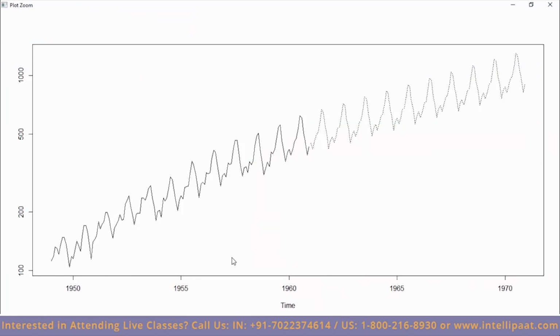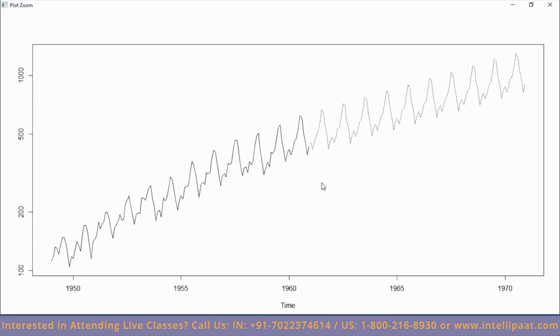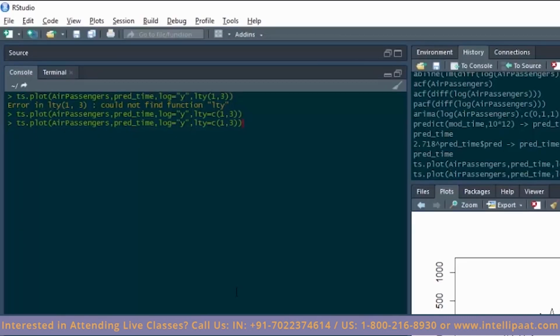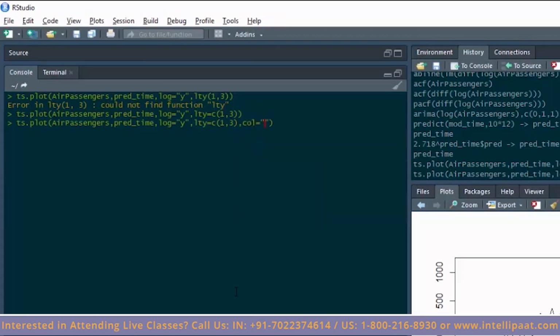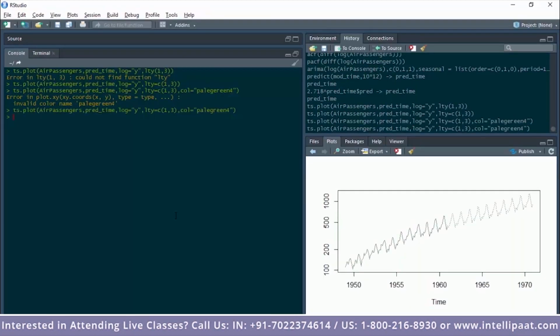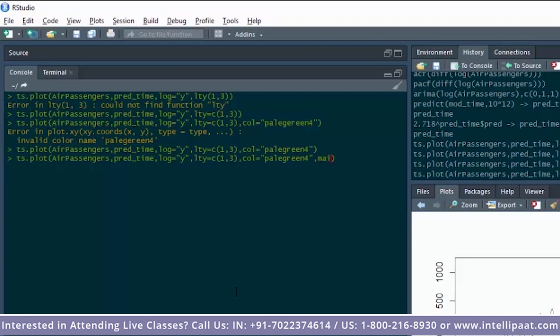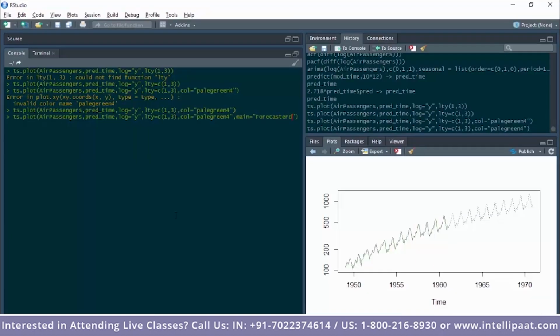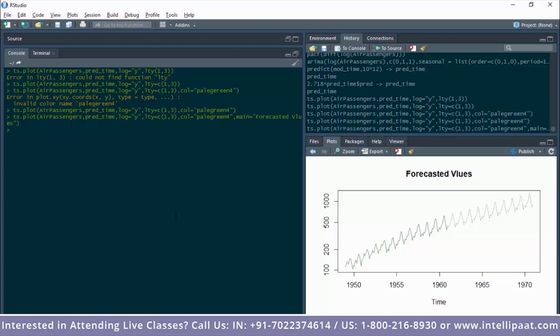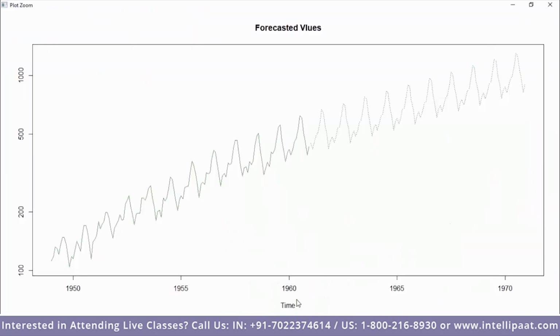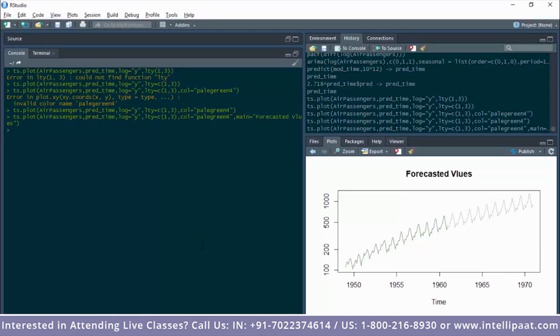So we have actual values from 1950 to 1960, and then we forecasted values for the next 10 years. Right? Okay. So now I'll also give a color to this. So it'll be col equals palegreen4. Yep, so I've changed the color. Now also I'll give a title to this. So the title which I'll be giving is forecasted values. Right guys, so this is the final plot, right? So I've changed the color and I've also given a title to this. So guys, this is how we can work with the ARIMA model and forecast new values.